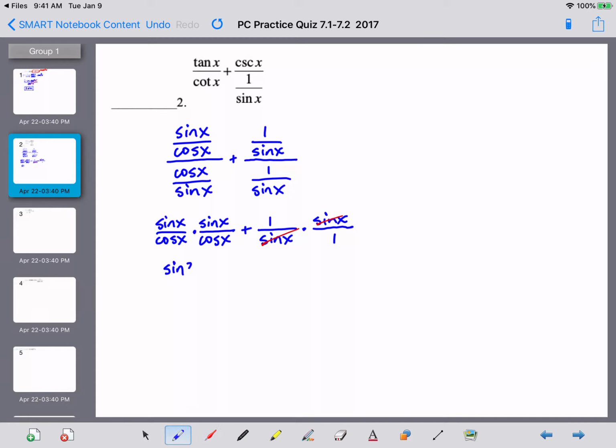This is going to turn to sine squared x over cosine squared x if we multiply, plus 1. And remember, sine over cosine is tangent, so this is tan squared x plus 1. And then if we use one of our Pythagorean identities, we know that tangent squared x plus 1 is actually equal to secant squared x. And that would be as simplified as that one will get.